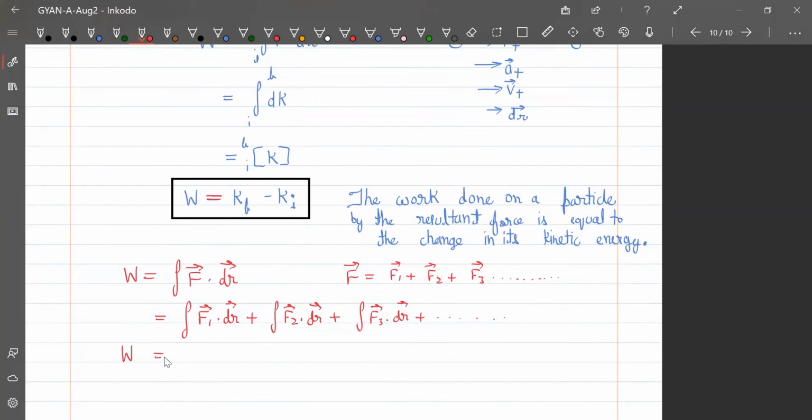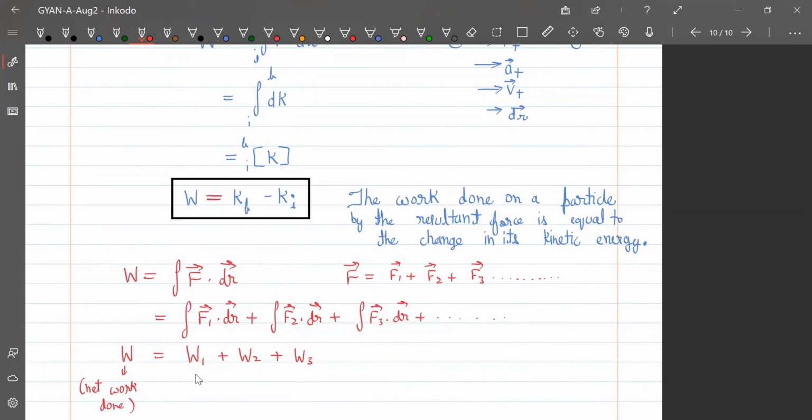This is total work. Total work is F1 फोर्स ने कितना वर्क किया, that will be W1. F2 फोर्स ने कितना वर्क किया, that will be W2. F3 फोर्स ने कितना वर्क किया, that will be W3. So this is what W is the net work done. So W1, W2 क्या हो सकता है?